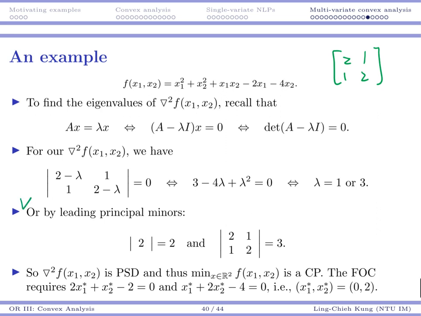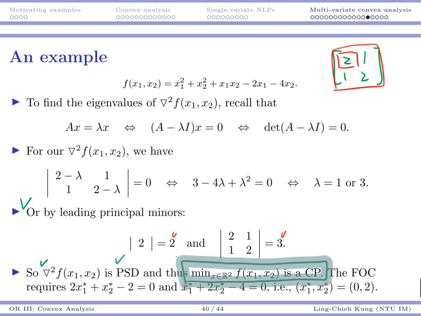Or we may use leading principal minors, and it may be easier if we are doing things by ourselves. In this case, the first submatrix is 2, and its determinant is 2. And for the whole matrix [2, 1; 1, 2], the determinant is 3. So in that case, they are all positive, or non-negative. So it's again positive semi-definite. So our Hessian is positive semi-definite. So this function is convex. So the program is a convex program.